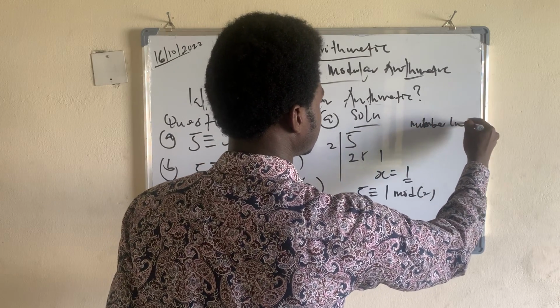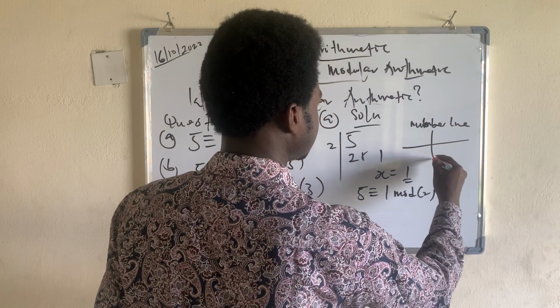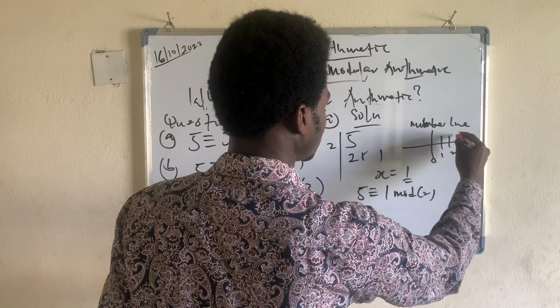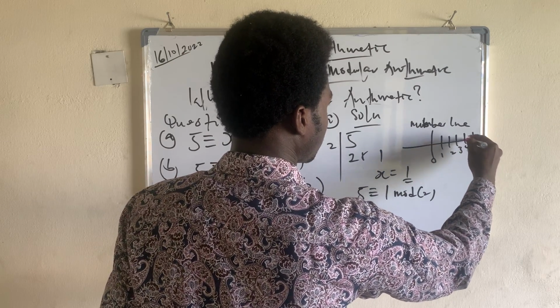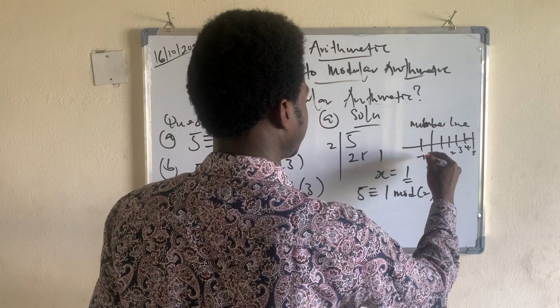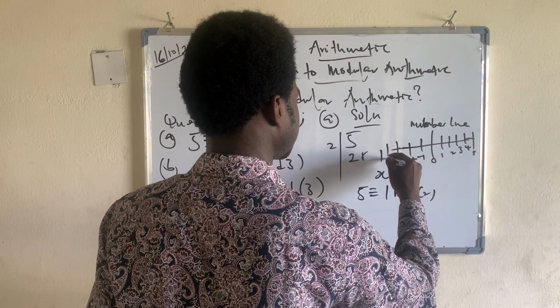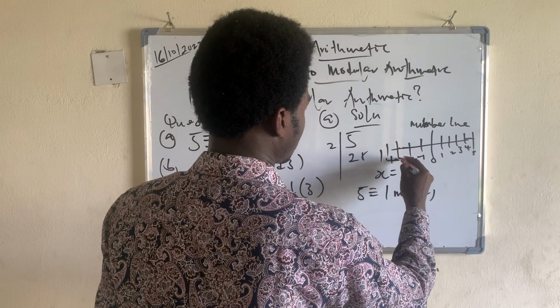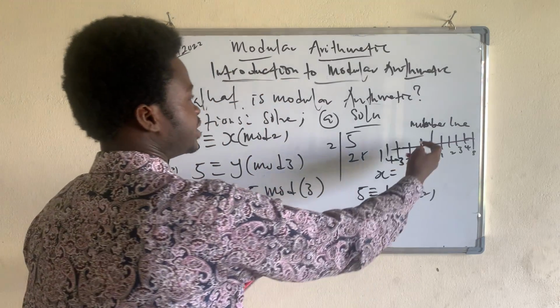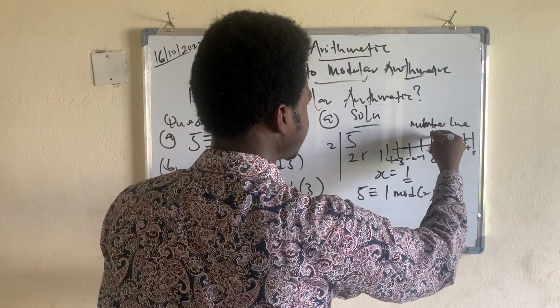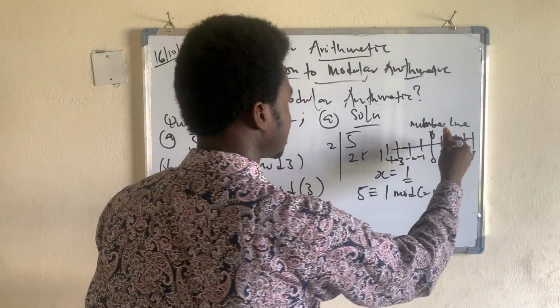Number line. I'll just draw this. Let this be 0, let this be 1, 2, 3, 4, and 5. Negative 1, negative 2, negative 3, negative 4. Okay, so I have this. For 0, the number here, 0 maps to 0, just like that.